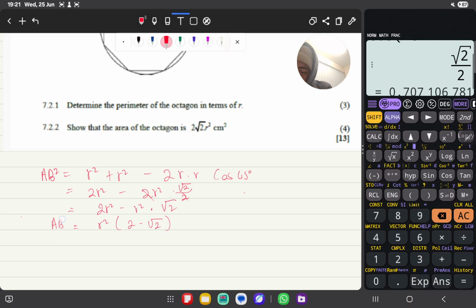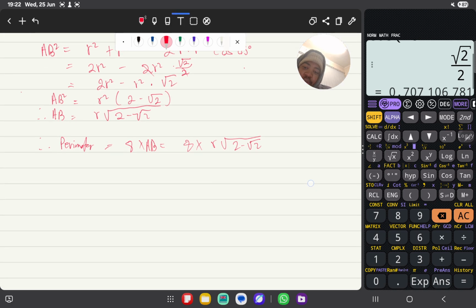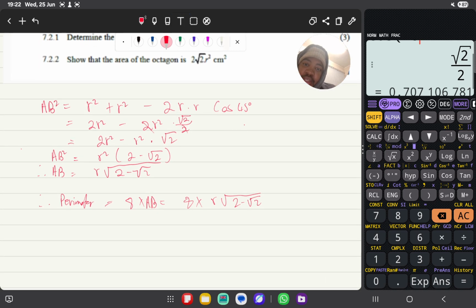This is AB squared, and therefore AB is going to be r times the square root of 2 minus square root of 2. Now that is AB. Therefore the perimeter will be 8 times AB, which is 8 times r square root of 2 minus square root of 2. And there we have it. You are done. Now we calculate the area of the octagon.